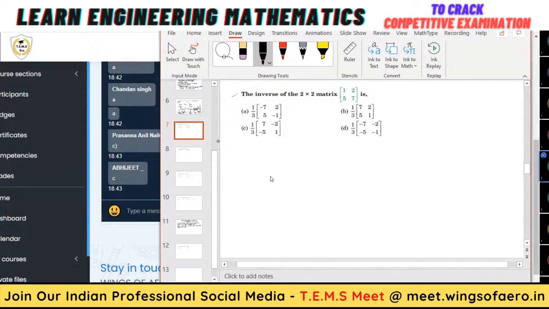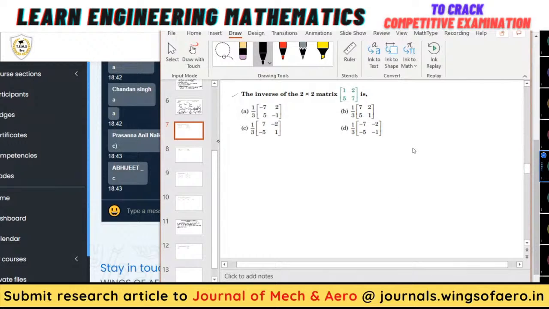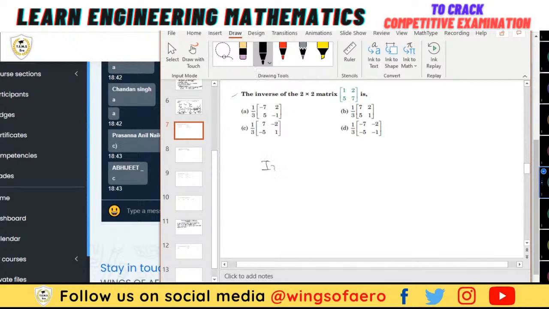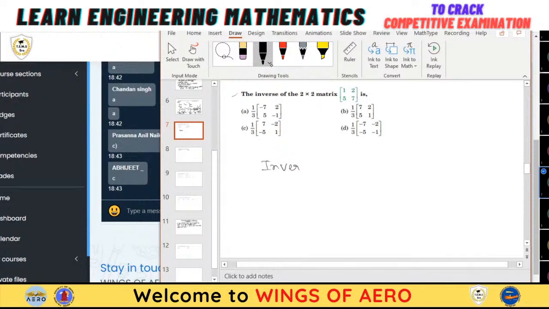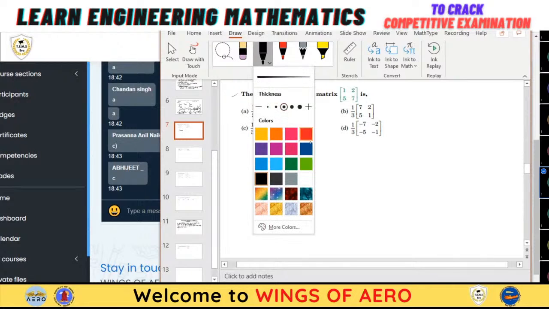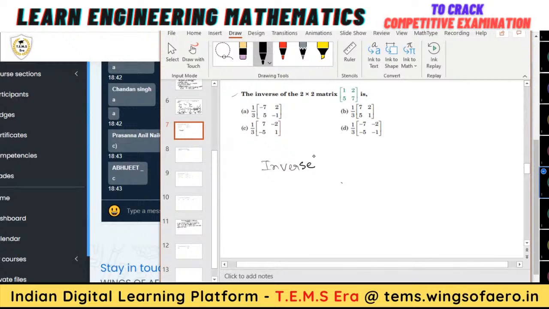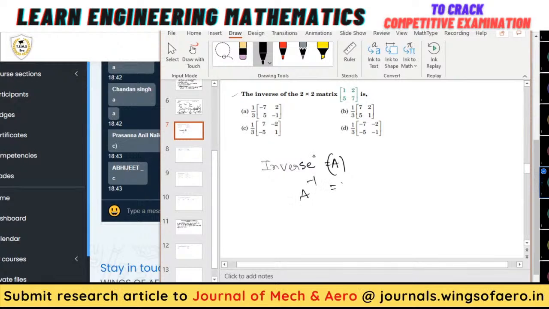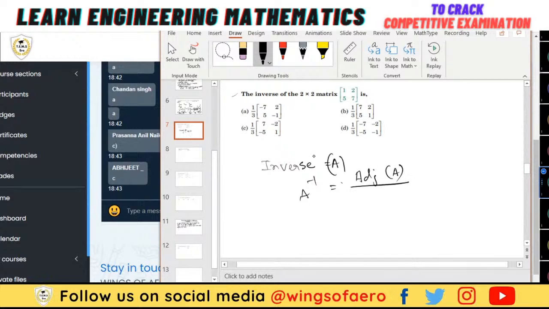So I think many of you do not have an idea, or if you have the idea, you have forgotten about finding the inverse of a matrix. Inverse of a matrix, first remember this one: A inverse is equal to adjoint of A divided by determinant of A.